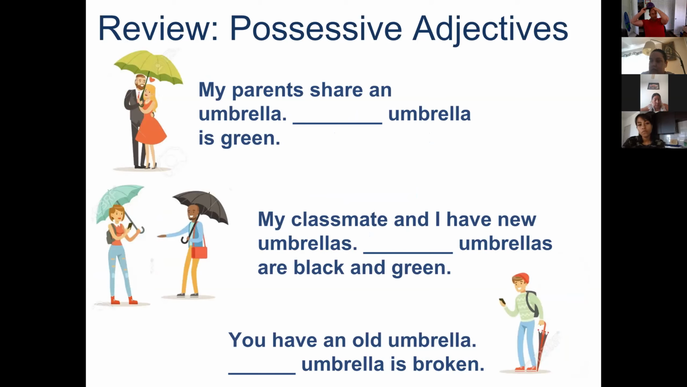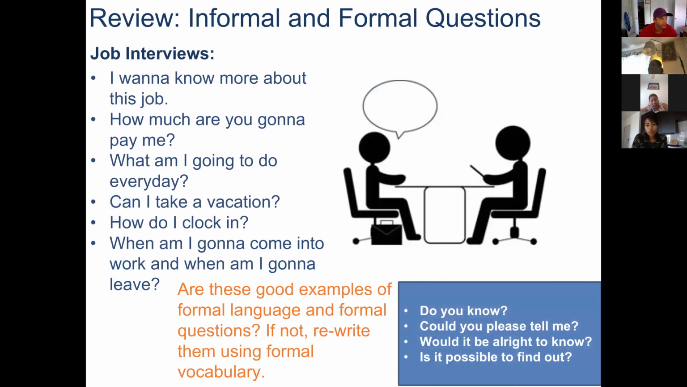All right, let's keep it going. Sarai? My parents share an umbrella. Their umbrella is green. Good. My classmate and I have new umbrellas. Our umbrellas are black and green. Great. You have an old umbrella. Your umbrella is broken. Okay. All right.